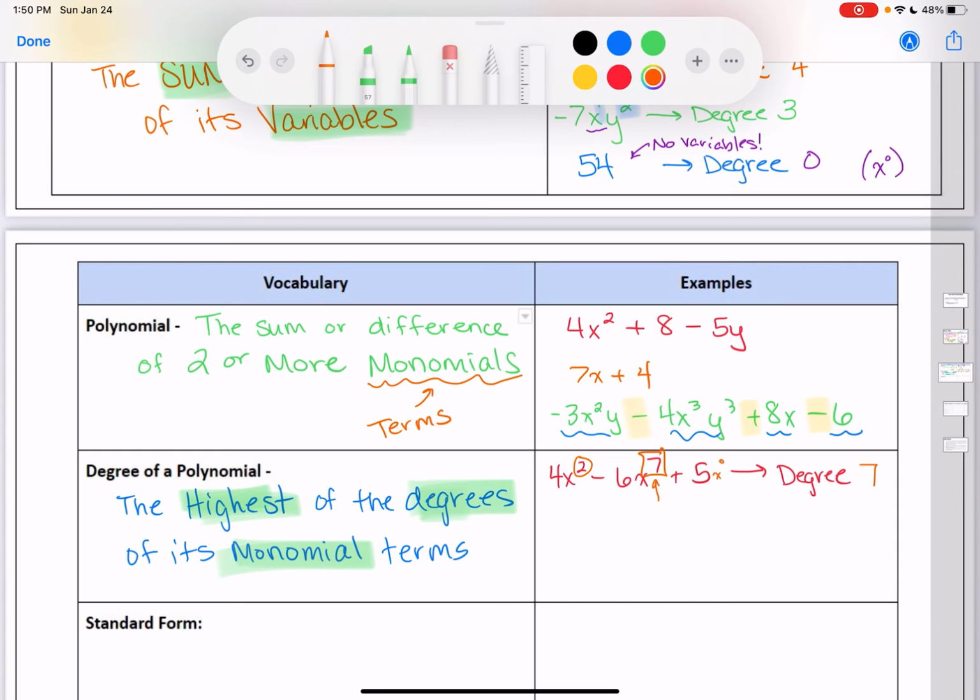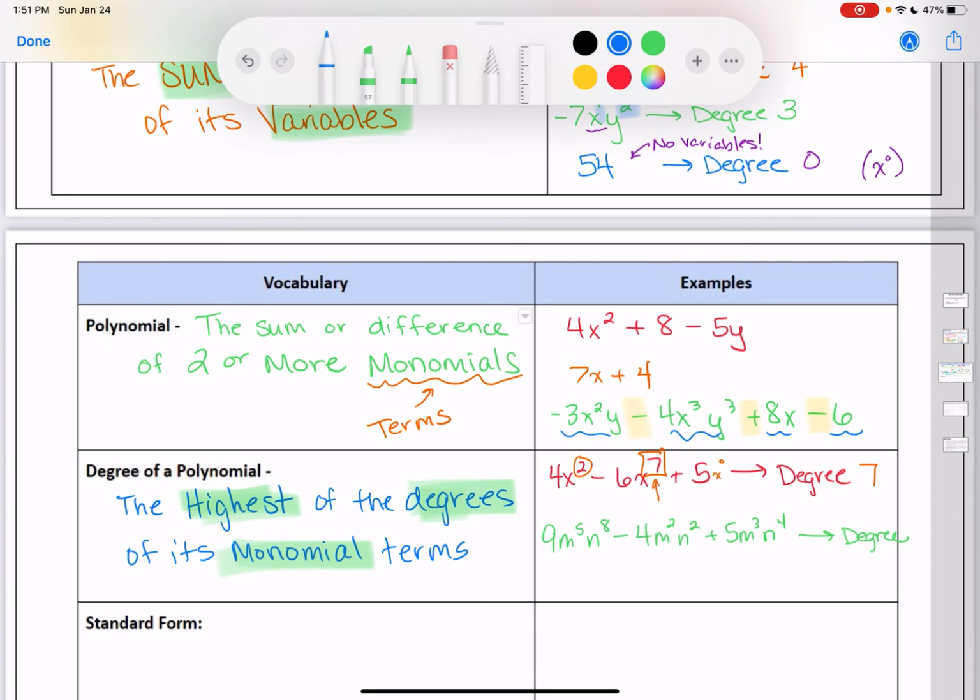Okay, now if I kick it up a notch here, and I actually get more complicated in my terms, let's say I have 9m to the 5th n to the 8th minus 4m squared n squared plus 5m to the 3rd n to the 4th. Oh boy, right?